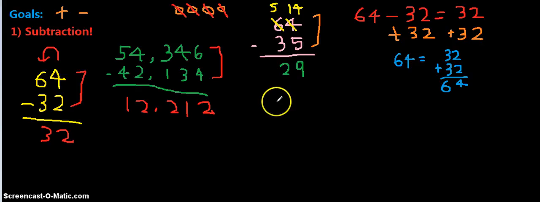Actually, I just changed my mind. Let's do a 5-digit number subtract a 4-digit number with carrying involved. Okay, let's go. So we're gonna keep this original number right here, 54,346. Crazy number.